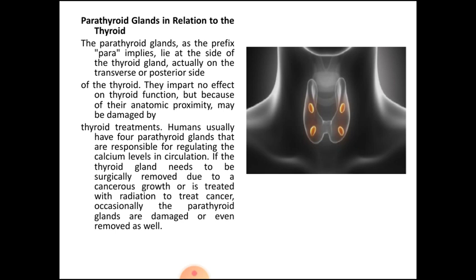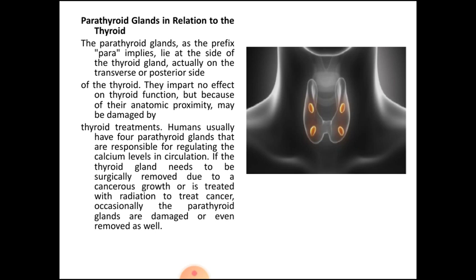So go on. In this slide, there is the parathyroid gland in relation to the thyroid. As I mentioned previously, the parathyroid gland is part of the thyroid region; the prefix para implies they lie at the side of the thyroid gland, actually on the posterior side of the thyroid. They impart no effect on thyroid function, but because of their anatomic proximity they may be damaged by thyroid treatment. So sometimes when we perform thyroid surgery or thyroid removal, this can also affect the parathyroid and the production of calcitonin by removal of the thyroid gland. Why? Because the thyroid gland contains the parafollicles producing calcitonin.